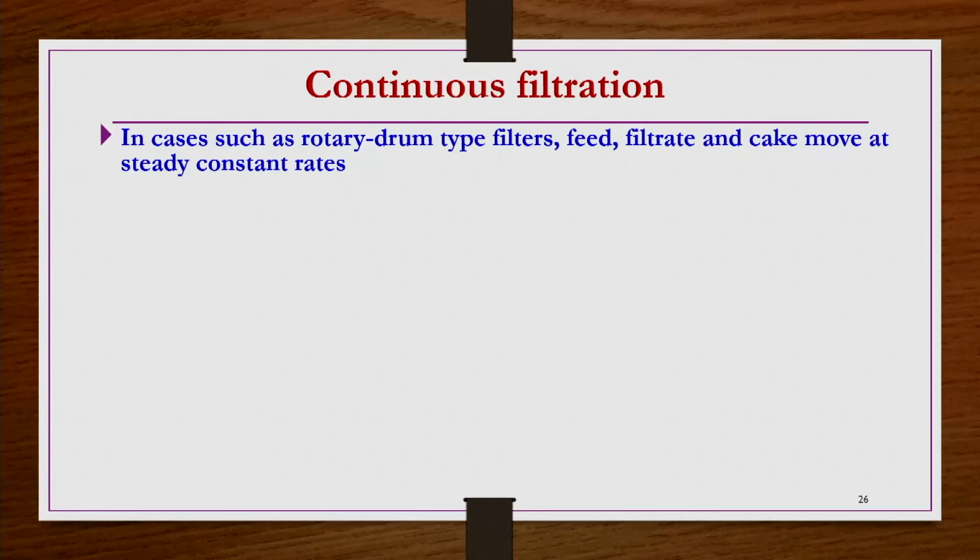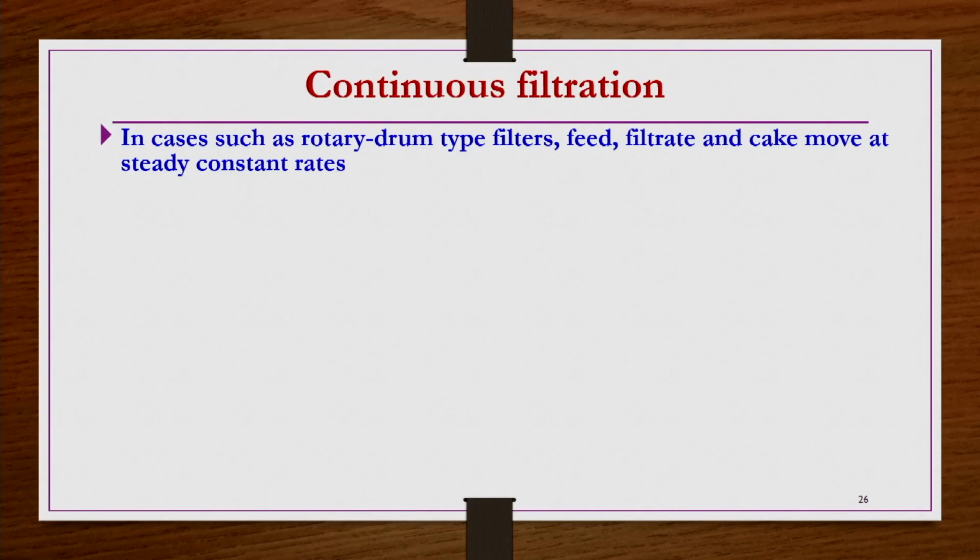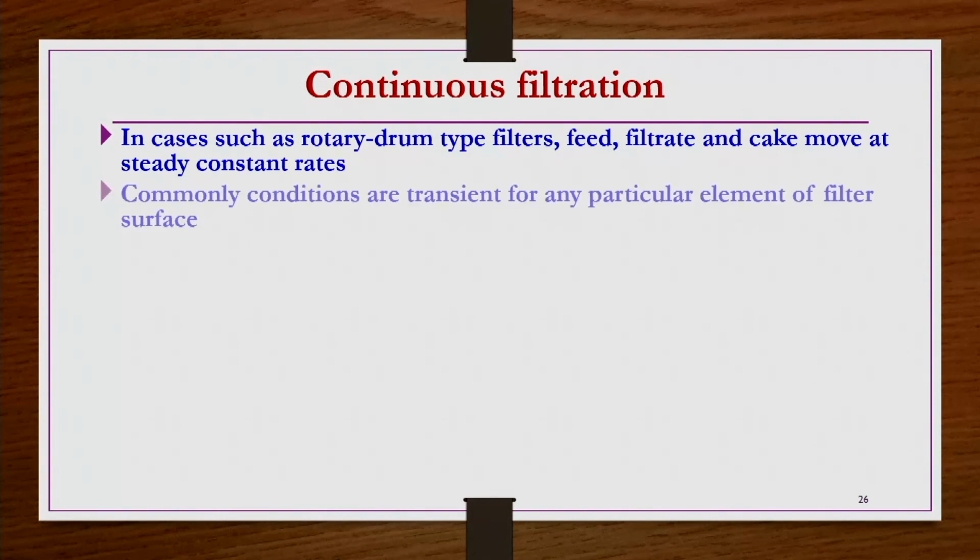The cake is also continuously removed, so that the process is not stopped in between just to discharge the cakes. In such continuous filtration processes, the feed is coming in, the filtrate is continuously collected, and cake removal or discharging is continuously going on as long as the cycle is in progress. For discharging the cake, we are not going to stop the experiment. Under such conditions, we can call it continuous filtration, and rotary drum type filters are a kind of continuous filter.